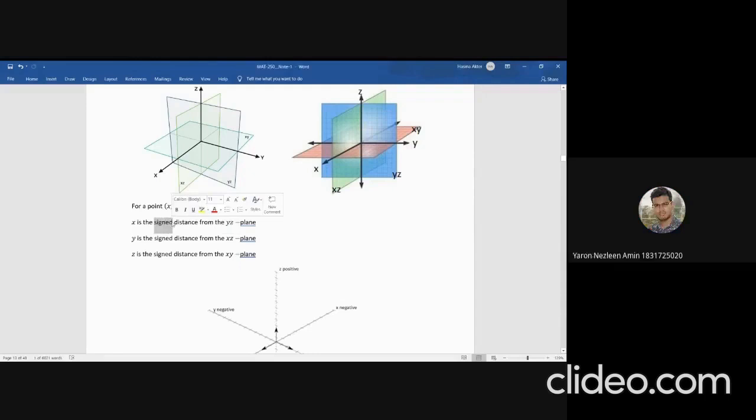Yes, miss. So y is the signed distance of a point from the xz plane, and z is the signed distance from the xy plane. Is this clear to everyone?